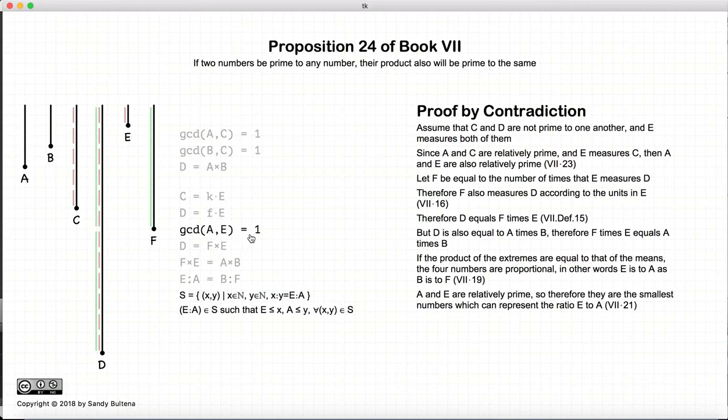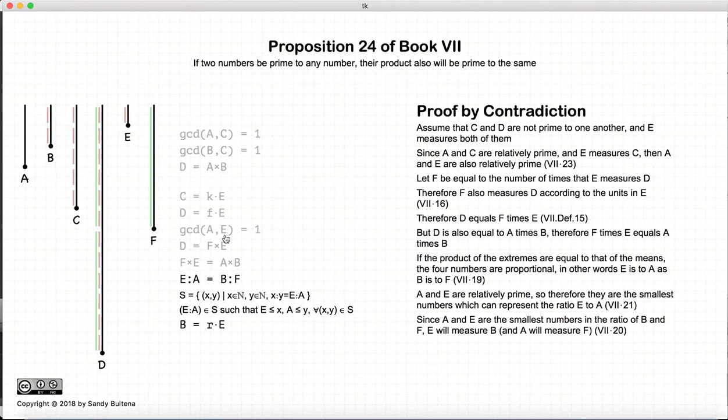Now A and E are relatively prime, which means that A and E are the smallest two numbers that can be used to represent the ratio of E to A. Now, since E and A are the smallest numbers in the ratio, then B and F will be multiples of E and A, respectively.